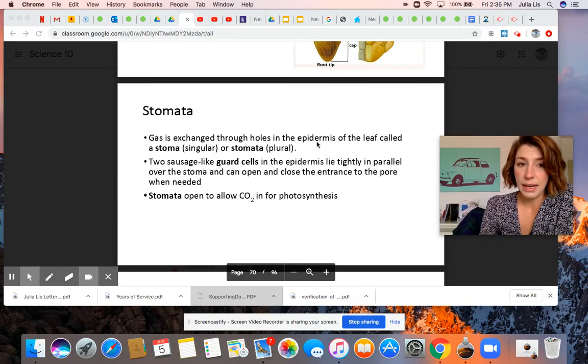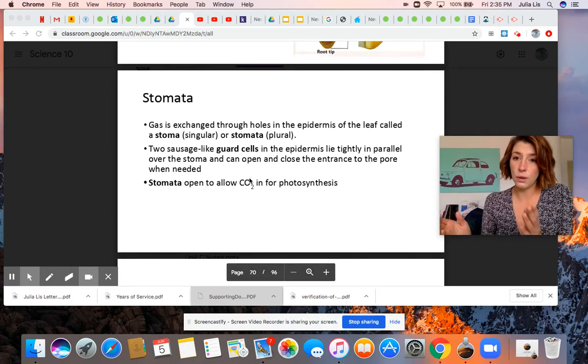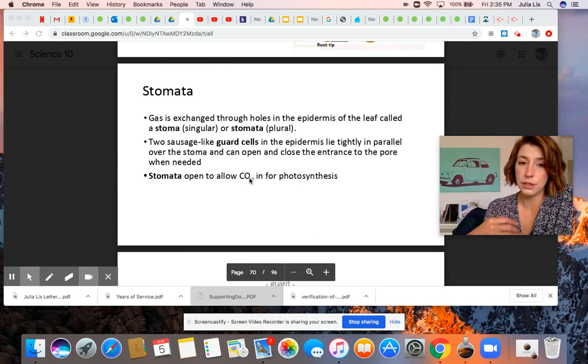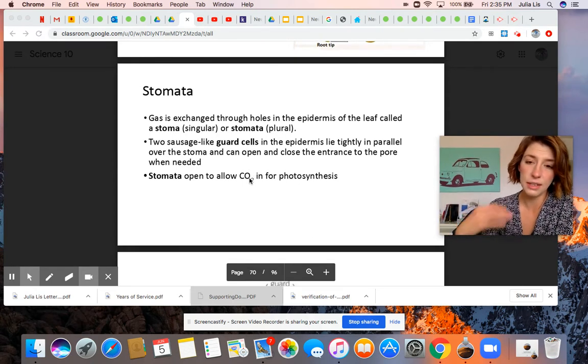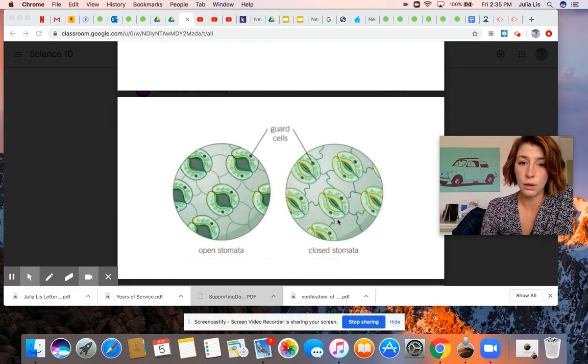So the stomata I touched on are those little openings where gas exchange occurs. Stoma is singular, stomata are plural. They're like these sausage-like guard cells, and they're called guard cells, one cell on each side. They open and close depending on whether the plant needs to release a certain gas or obtain a certain gas from the environment. This is what they look like, open, and then they'll close.